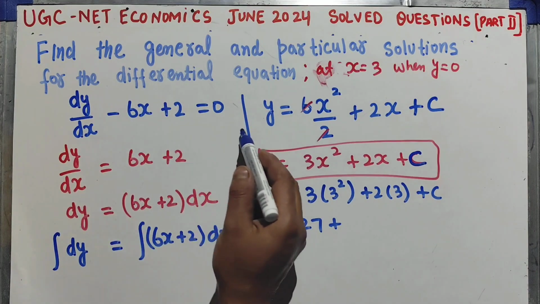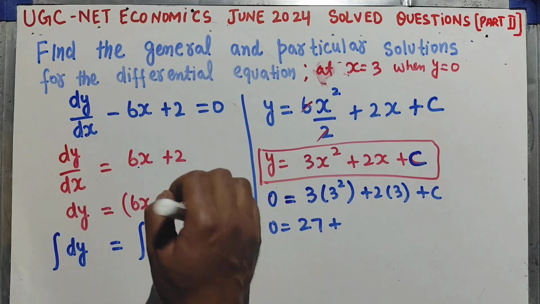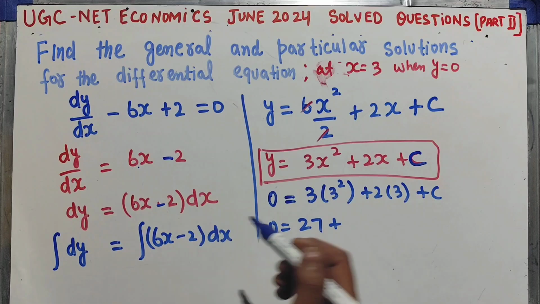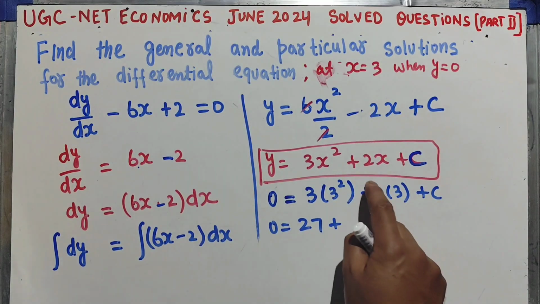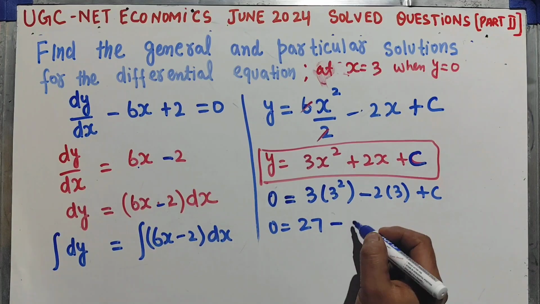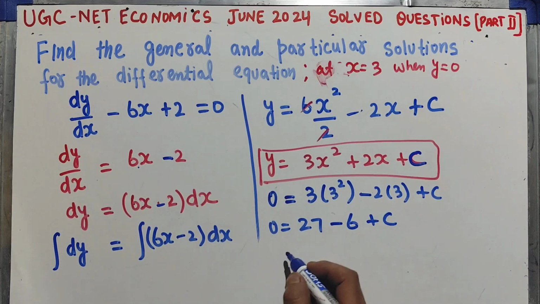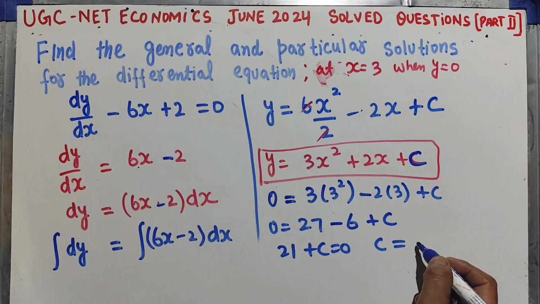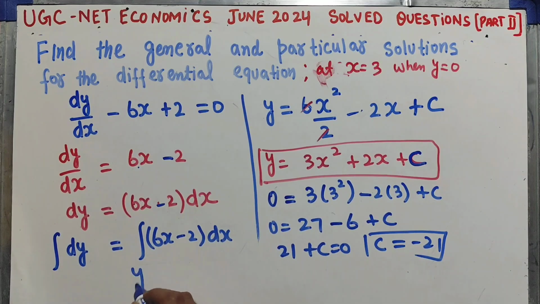When I transposed this, it became 6x. Transposing this, it became negative. So here it is minus, obviously here it will be minus, and here again we have this minus. Okay, so we get 2 3s are 6 plus c. So 27 minus 6 is 21. So 21 plus c is equal to 0, which implies the value of c is, transposing, minus 21. So our particular solution will be y is equal to 3x squared plus 2x minus 21.